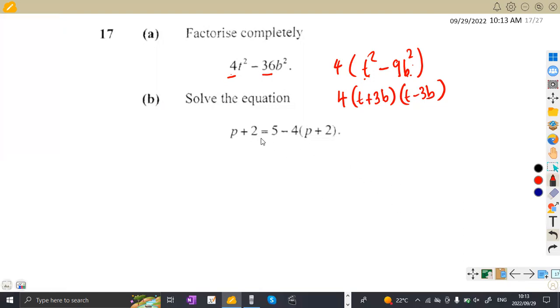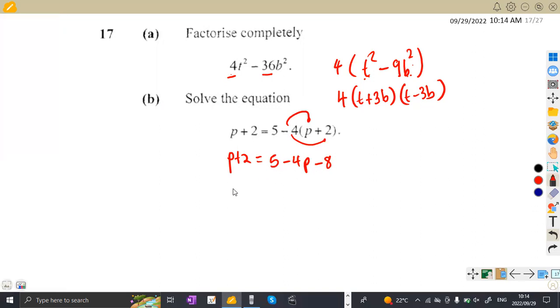The other part, solve the equation. So here, guys, just have to expand brackets because we've got brackets here. So it's p plus 2 is equal to 5. What is expanding the bracket is minus 4. So it's minus 4 times p, that's minus 4p, minus 4 times 2, which is minus 8.